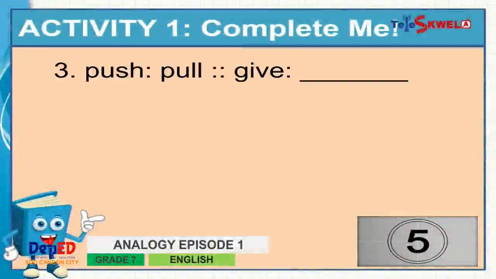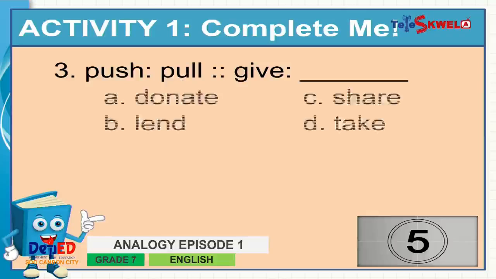Number 3. Push is to pull as give is to letter A, donate. Letter B, lend. Letter C, share. And letter D, take. And the answer is letter D. Push is the opposite of pull as give is the opposite of take.